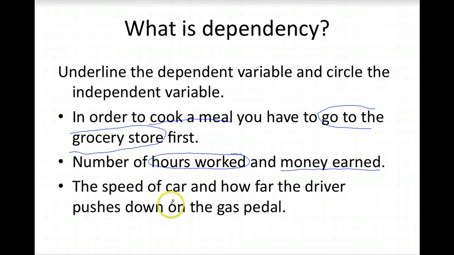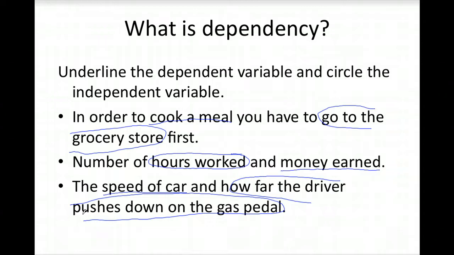The speed of a car and how far the driver pushes down the gas pedal. Now the speed of the car depends on how far the driver pushes down the gas pedal. So our dependent variable is the speed of the car. Our independent variable is how far the driver pushes down on the gas pedal. So that's our introduction to dependency. Once again, your dependent variable depends on your independent variable happening or the completion of it.